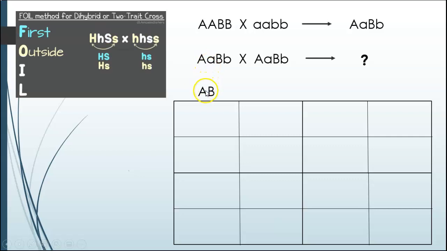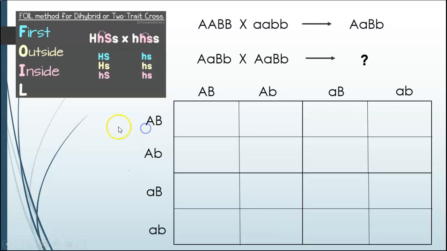So our possible alleles, again, if we take the first ones that are capital for both, or dominant for both, the outside ones, which are capital for the first and lowercase for the second, the inside ones, lowercase then capital, and the last ones, lowercase for both, we're going to get those four combinations of those two traits that are possible in the gametes. Same thing for the other parent.